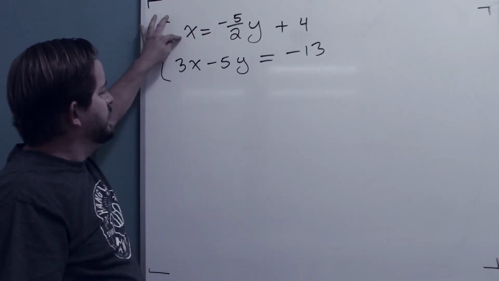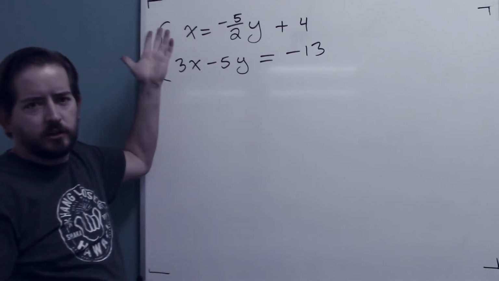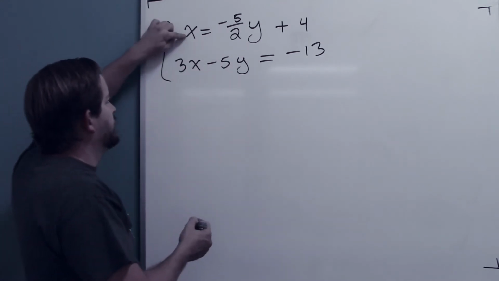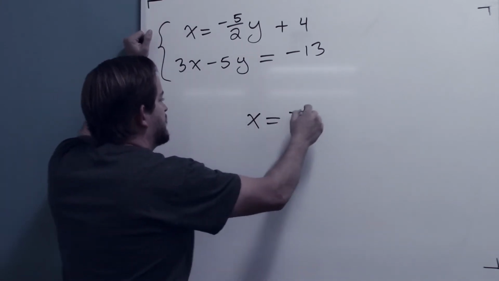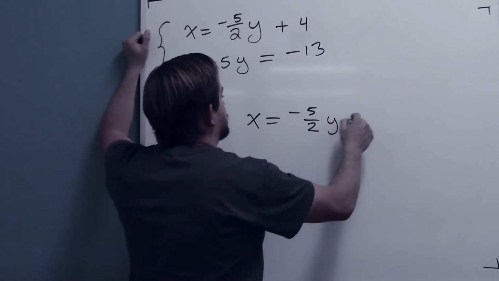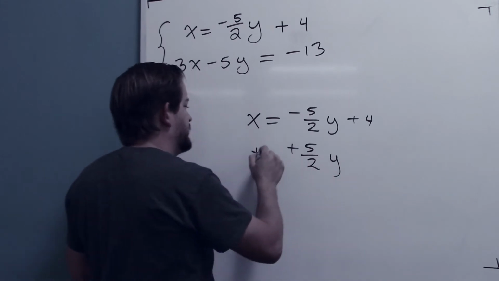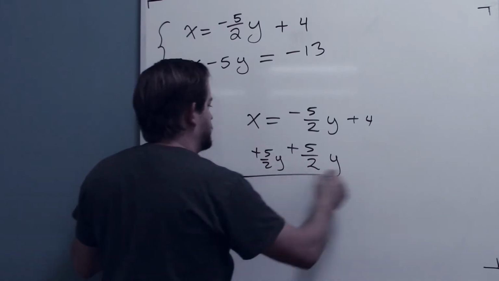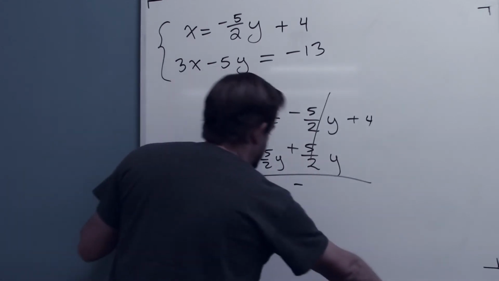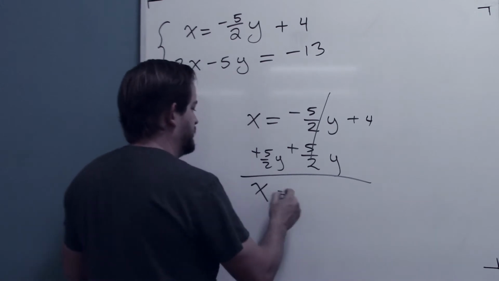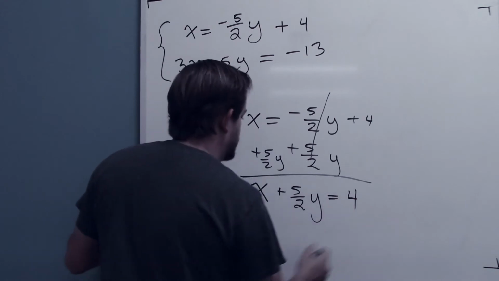So what I want to do is take this first equation and get that y on the correct side, the left side. And so I would really just add 5 halves y. Let's do that here. X equals negative 5 halves y plus 4. So I'll add 5 halves y to both sides. It eliminates it on the right. That gives me x plus 5 halves y is equal to 4, right?